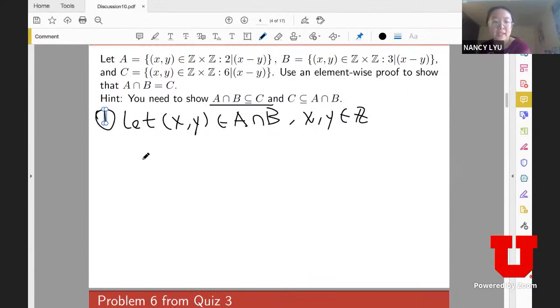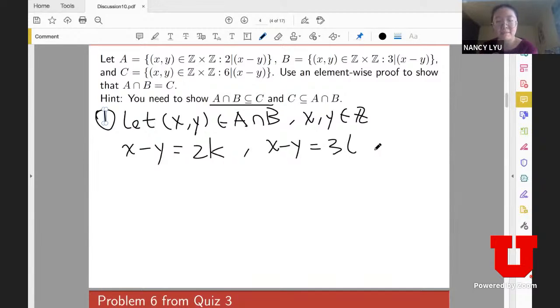Okay. And since your X, Y is in A union B, which means that your X, Y must be in A and also in B. So you can have X minus Y is equal to 2K, since X, Y is in A. And you also have X minus Y equals 3L, since X and Y is in B. And then, okay, now you can see that 2K equals 3L. So what do you notice about L here?